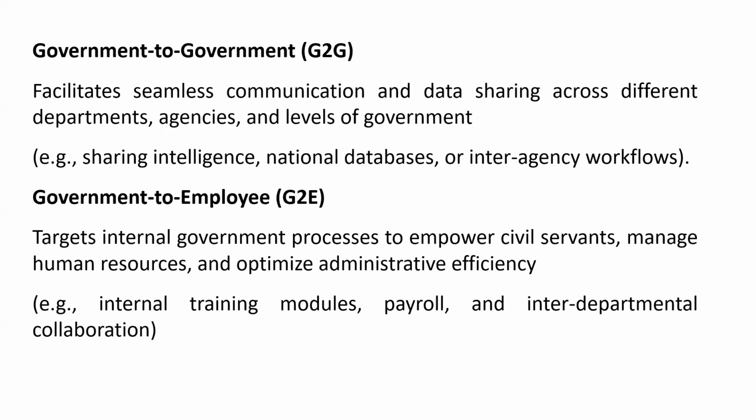Then government to government, where we have sharing of information among government agencies, ministries, municipalities, all of the MDAs, district assemblies. It's from government agency to government agency. The government also has employees, so it targets internal government processes with civil servants, public servants and human resource, basically optimizing administrative efficiency. So internal training, payroll and interdepartmental collaboration, all of these are important.